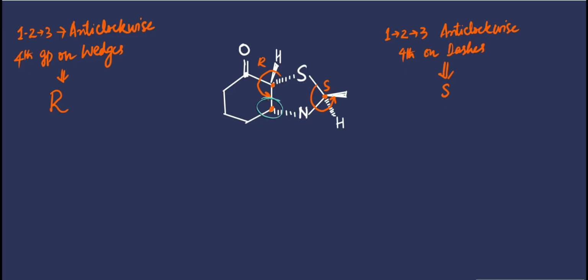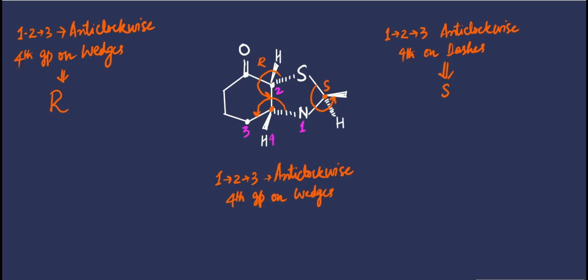Take this third chiral center. Nitrogen gets priority 1. This carbon is bonded to sulfur and gets priority 2. This methylene carbon gets priority 3. The fourth group must be on wedges and is hydrogen. The arrow from 1 to 2 to 3 moves anticlockwise, with group 4 on wedges, hence the absolute configuration is R.